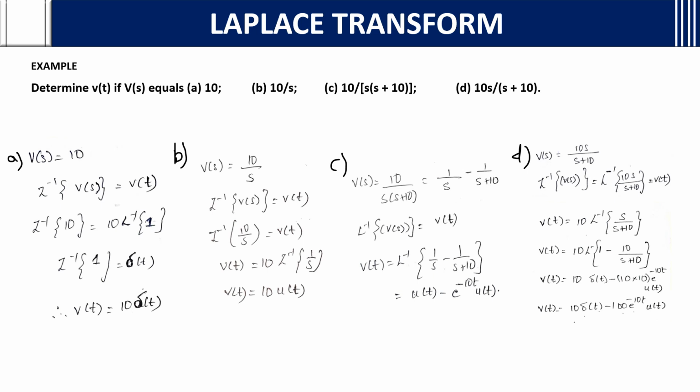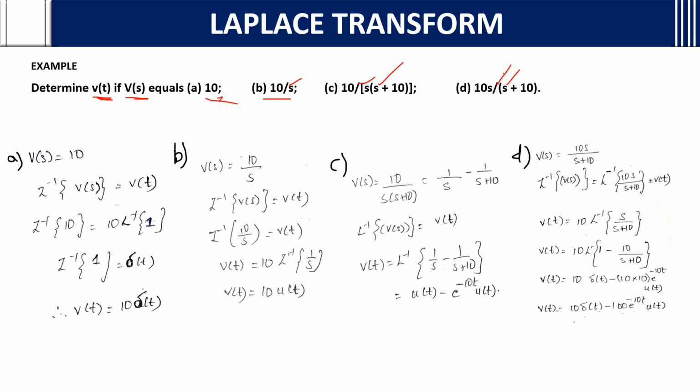Determine v of t if v of s equals 10 by s. Till now we have seen Laplace transform questions. Now we will see inverse Laplace. Inverse Laplace means they are asking for the time domain function from the frequency domain. If v of s equals 10 by s, it's in terms of s, we need to convert into t, that means nothing but time domain.